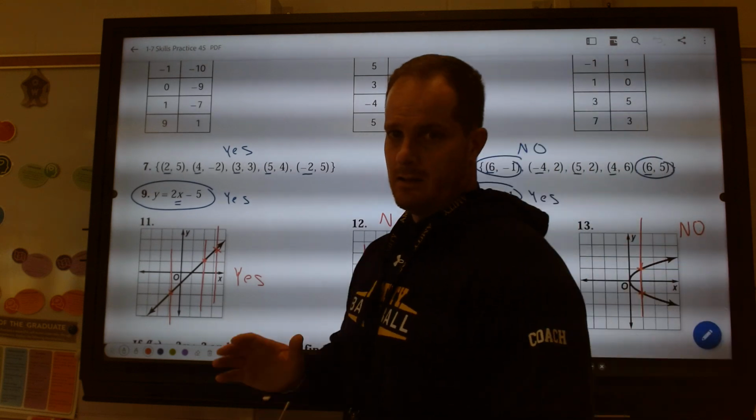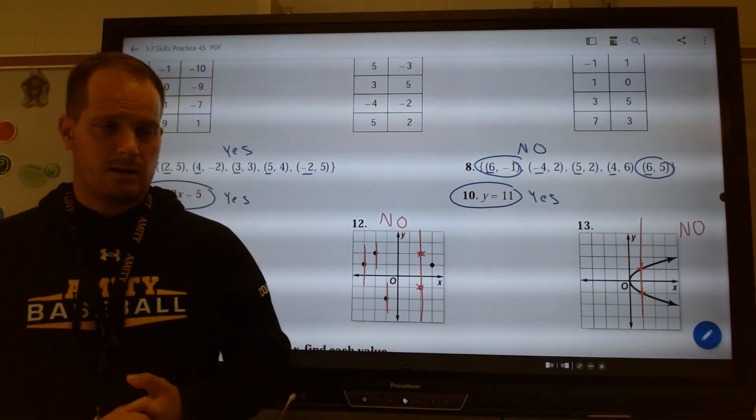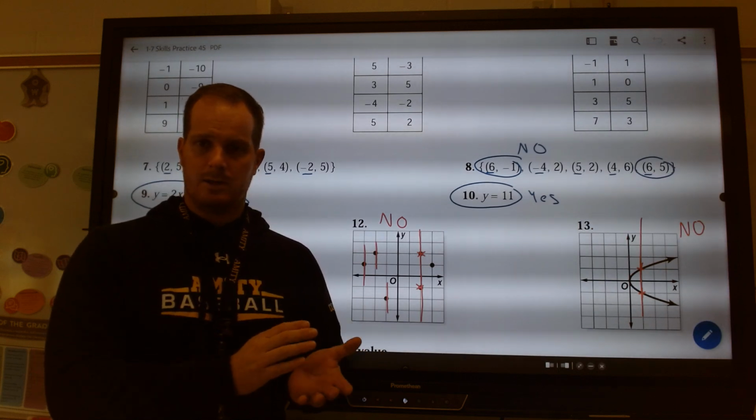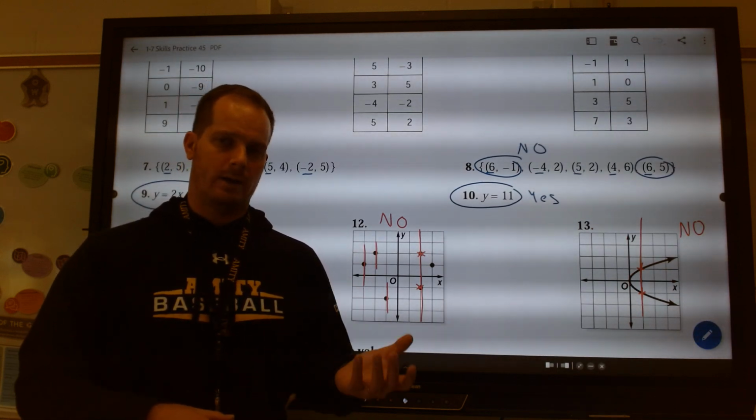So again, there are many relationships in math. One of the ones we look for to be a function is a one-to-one relationship. Every input must only have one output.